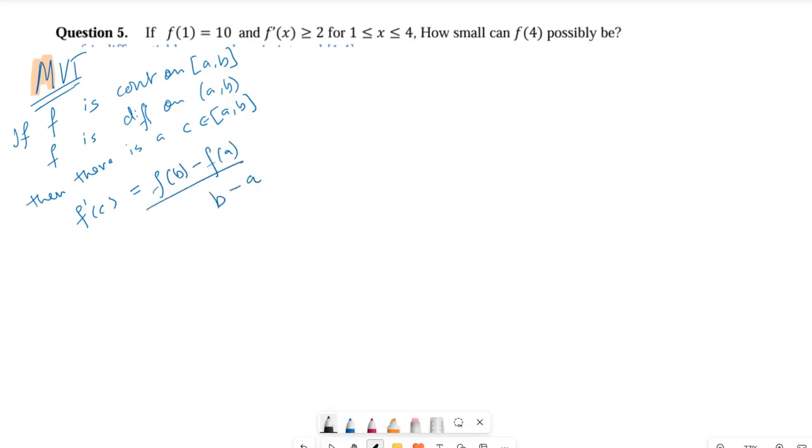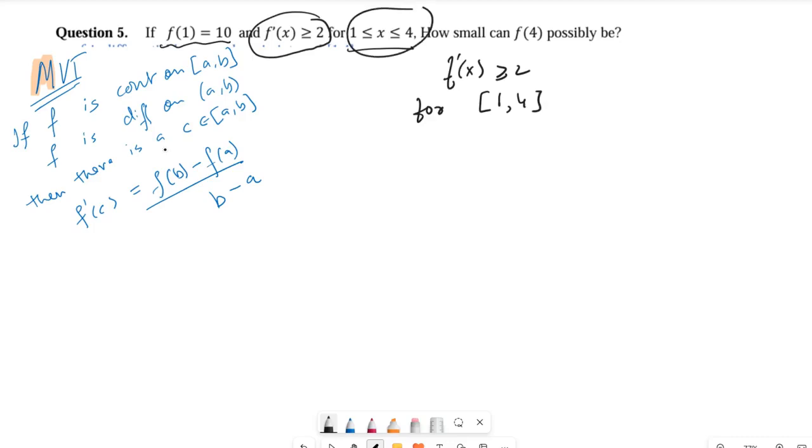Let's read our problem. It's given that f of 1 is equal to 10, and it also claims that f prime of x is more than 2 for this interval. So when they're saying f prime of x is more than 2, that clearly means for the interval 1 to 4, because they said from 1 to 4, f prime exists and is more than 2.